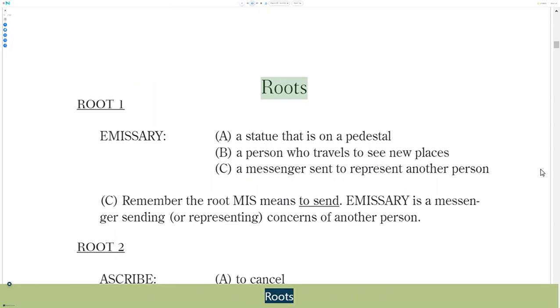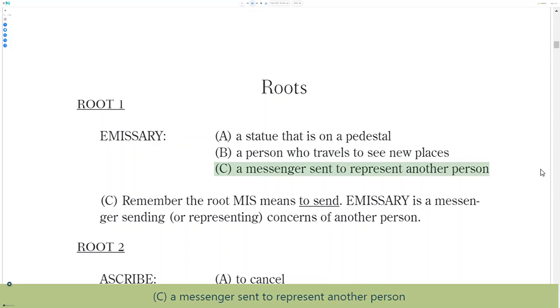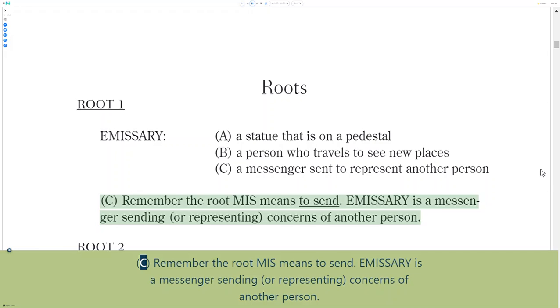Roots. Root 1. Emissary. A. A statue that is on a pedestal. B. A person who travels to see new places. C. A messenger sent to represent another person. C. Remember the root MIS means to send. Emissary is a messenger sending, or representing, concerns of another person.